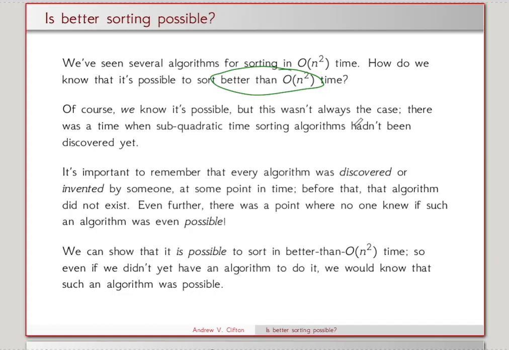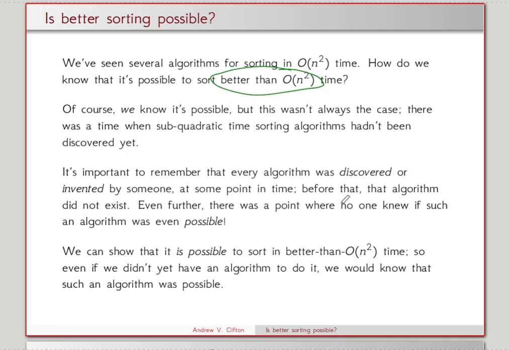There was a time when sub-quadratic sorting algorithms just hadn't been discovered yet. Every algorithm was discovered or invented by somebody, and before that, it didn't exist. So there was a point in time at which the whole field of computer science did not know whether it was possible to do sorting faster than O of n squared. We didn't have those algorithms yet.